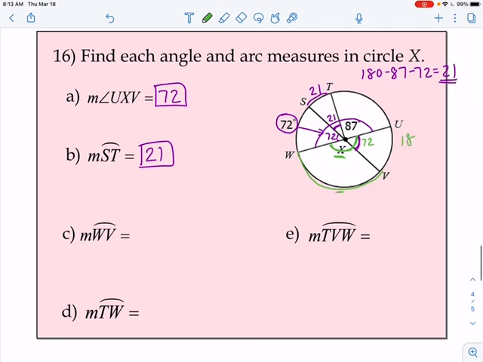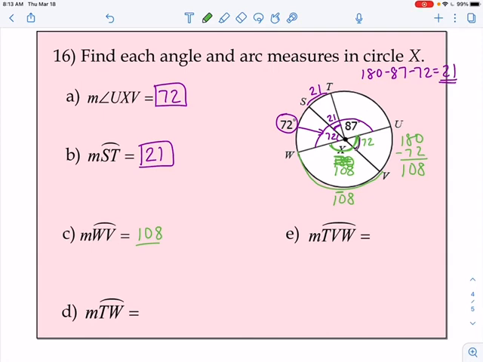So again, if I take my 180 and get rid of the 72 that I've already used for over here, that's going to leave me with 108, which means this angle is 108, sorry, which means also that its intercepted arc is 108 as well. So arc VW is going to be 108.